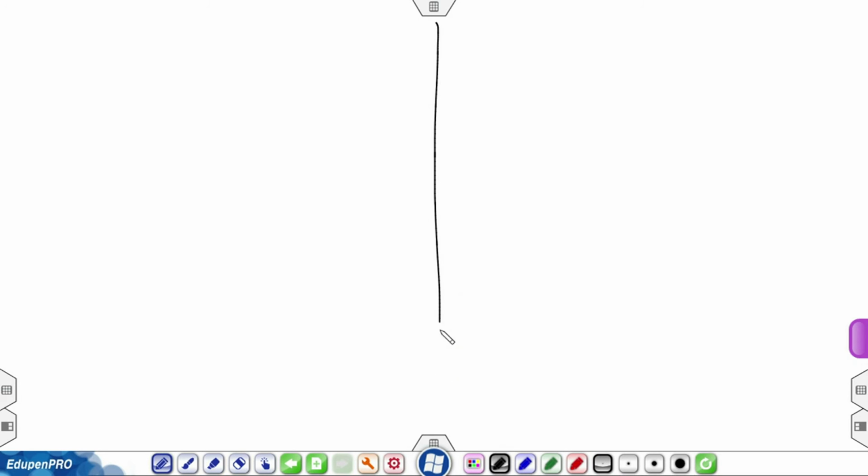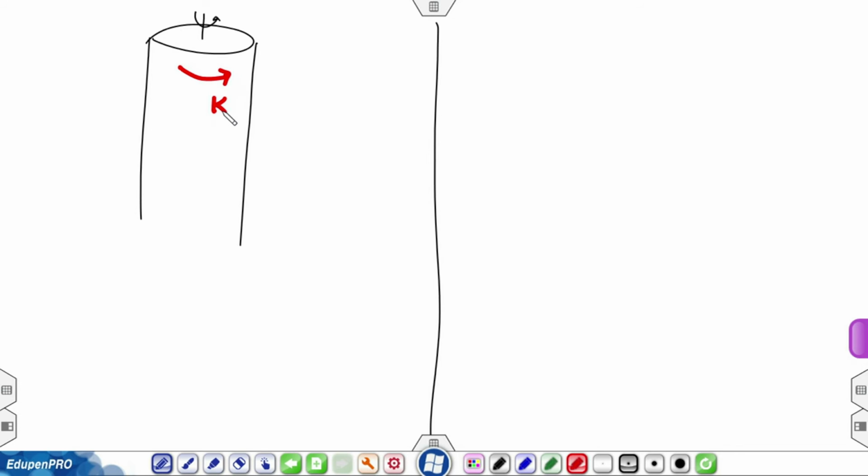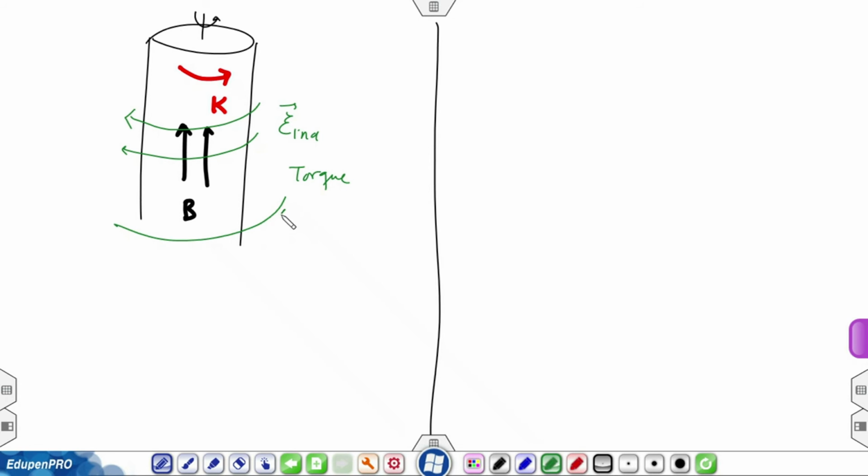So, physics wise, I have this cylinder. When I set this in motion, I get a K, which gives rise to a B field, and this in turn is giving an induced field E induced in the opposite direction, and therefore, is going to apply a torque which will also tend to rotate it this way, and I have to apply a force to set it in motion against this torque, and that is the work I will be doing.